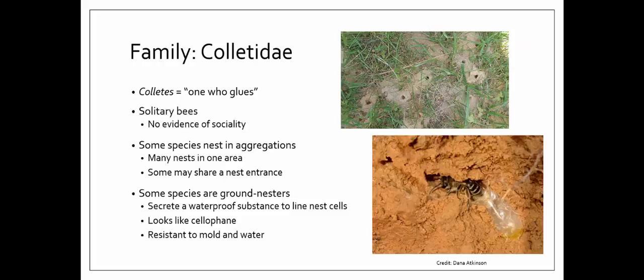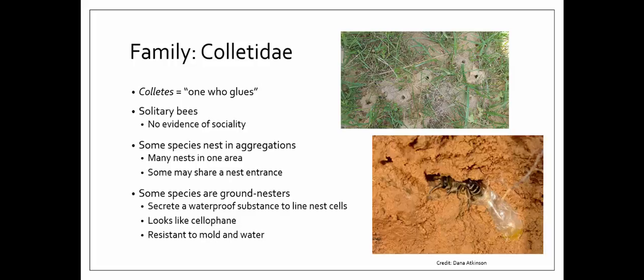Moving on to the family Coletidae, the name of this family stems from the Latin word coletes, which means one who glues. These are solitary bees and show no evidence of sociality. Some species do nest in aggregations, meaning there can be many nests in one area, and some may even share a nest entrance, but they do not share nest cavities or hive tasks.